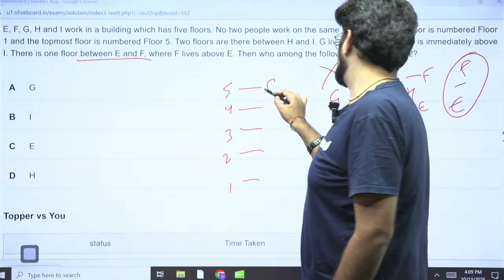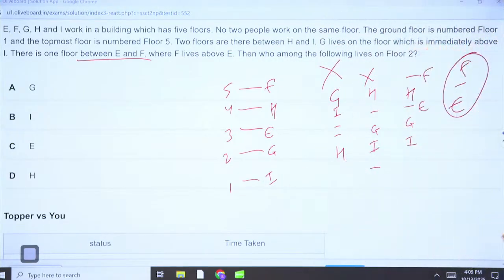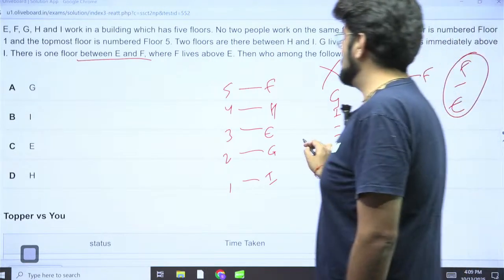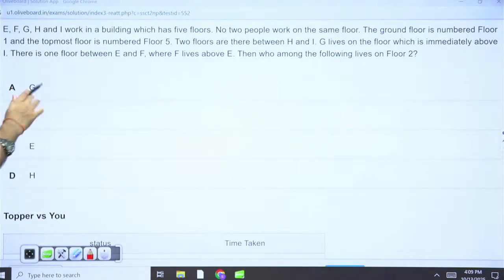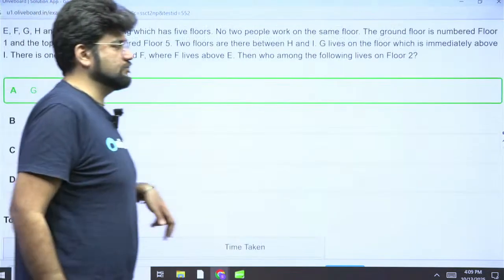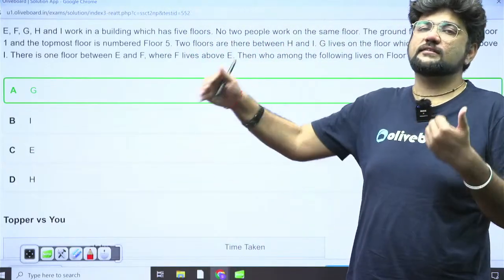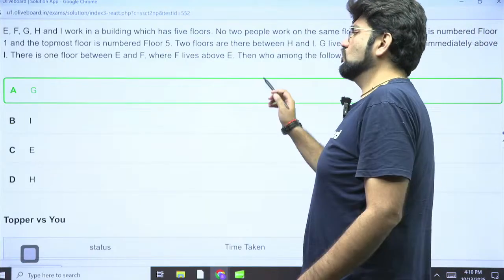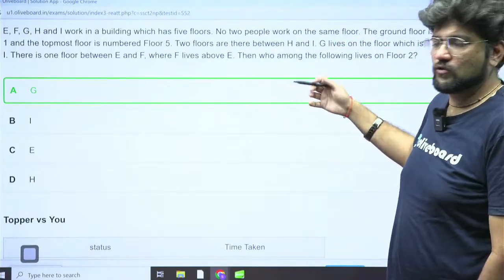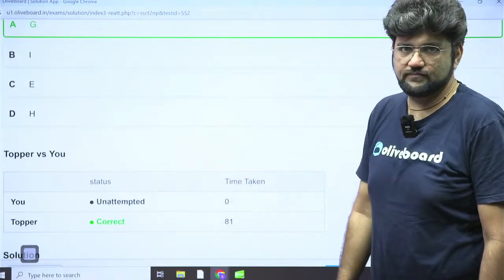So what is my answer? It is F, H, E, G, I. That satisfied my question. Then who among the following lives on floor 2? G lives on floor number 2, which is option A. Usually I refrain from making cases, but in this particular question, you had to make cases. Otherwise, there is no definite information which is going to give you a direct answer. I don't think it's a very difficult question though. It's an interesting twist. But again, 81 seconds is too much.